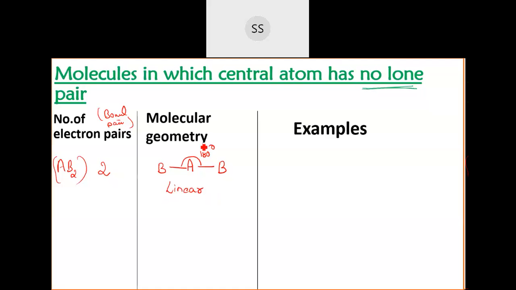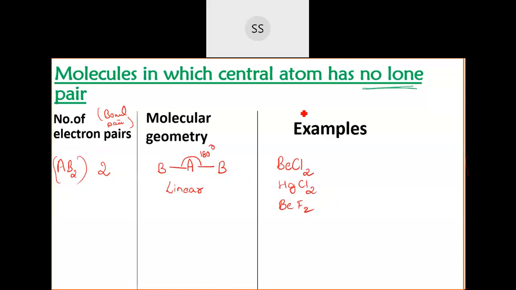Examples for this type of molecule, wherever the outermost electrons of the central atom are 2, you can write. Like we have beryllium which has 2 electrons. So BeCl2, even HgCl2. BeF2, you can take any halogen atom. I have taken Cl2 here, even you can take F2 also. BeF2 can also be an example. So these are the examples for the first type.